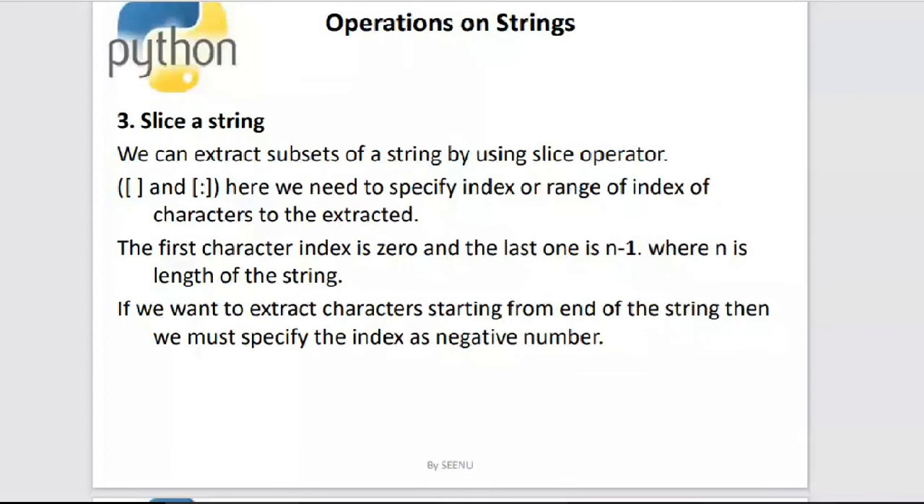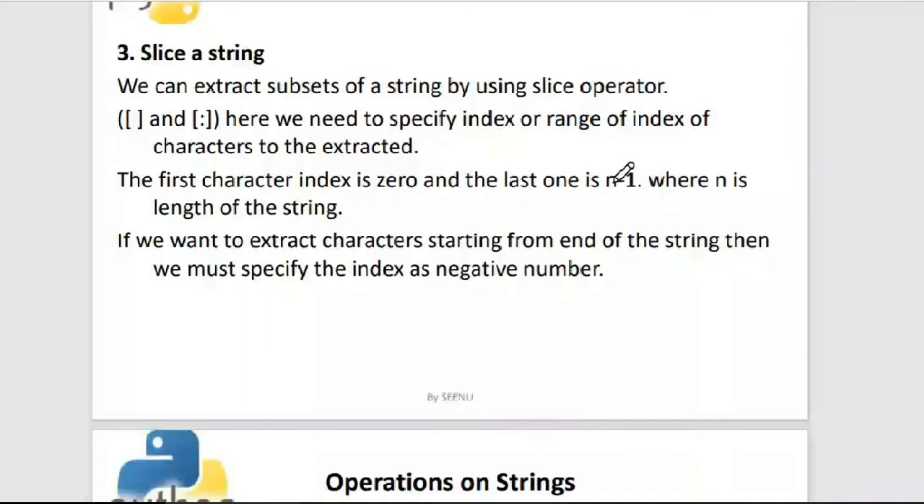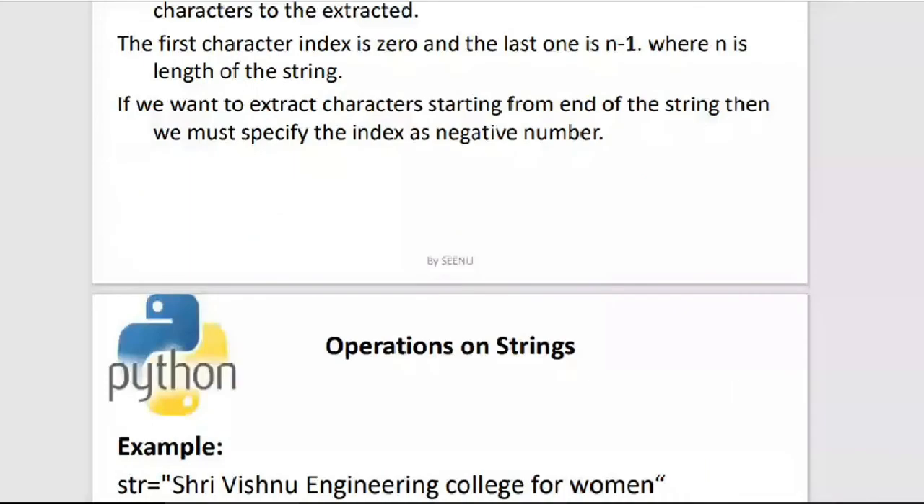The operator is square brackets. It will have two values. The index values need to be given in terms of a range separated by a colon. The index of the characters in the string will start from 0 to n minus 1. You can also extract strings from the end of the string by using negative index numbers. We'll see certain examples on this.